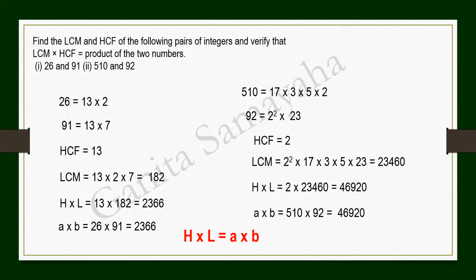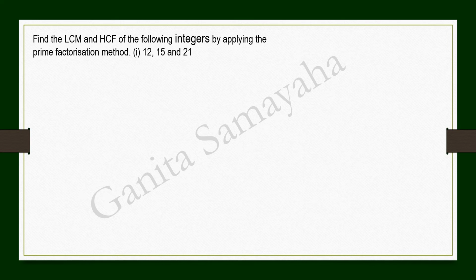Okay, children. So now what if we have got three numbers and we find their HCF and LCM? Will this relation, H into L equal to A into B into C, since we have got three numbers, hold good? Let us verify it. So we are asked to find the HCF and LCM of three numbers, 12, 15 and 21. Okay, we will find it, and then we will also verify if H into L is equal to A into B into C also, children.